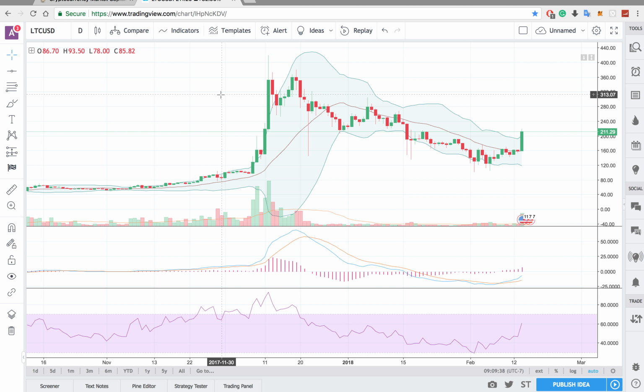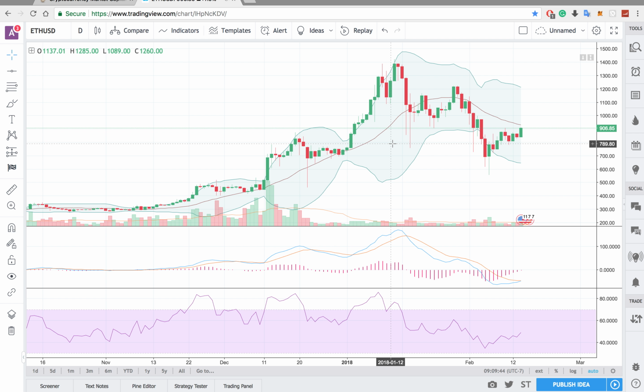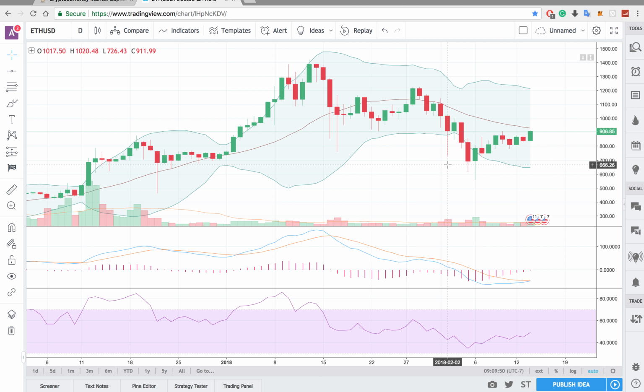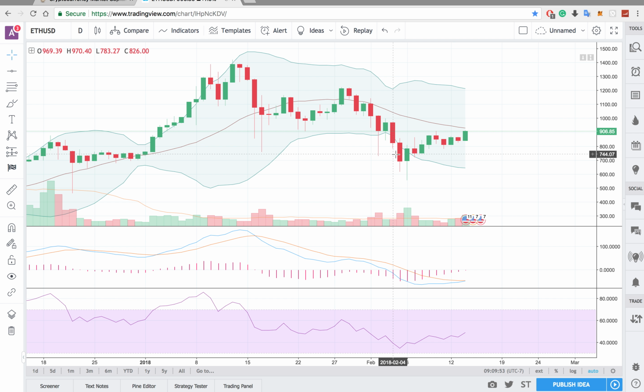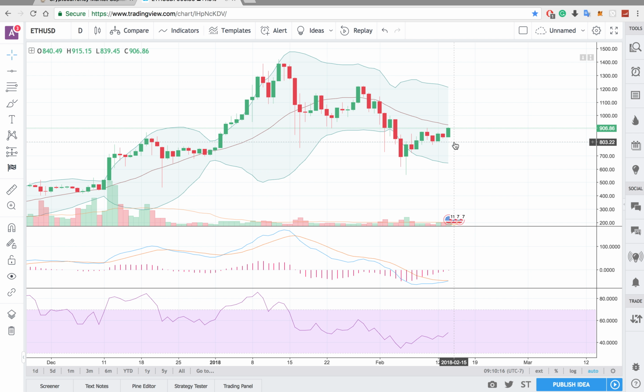So let me show you one more before I get out of here. I'm going to show you Ethereum. So looking at Ethereum, it would have been a perfect time to buy it on the 6th right here, where it just completely dipped. And I would have bought some within this range from about 785 to 618. So that would have been a good price to buy, and would have been a nice little flip there.